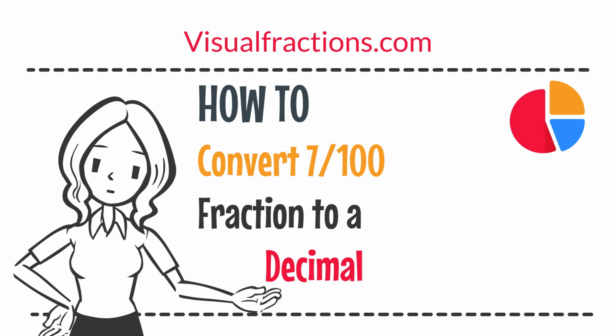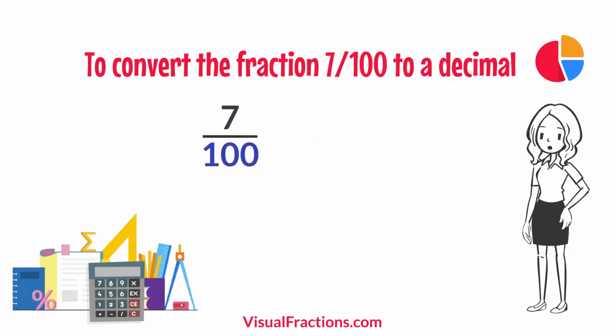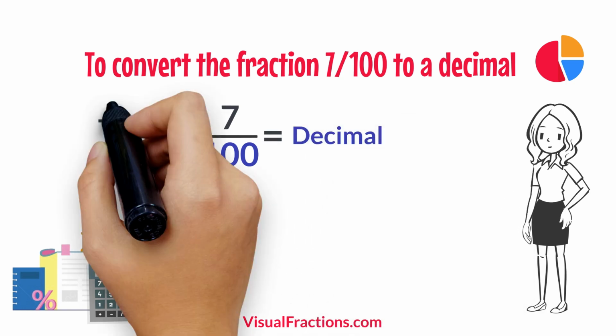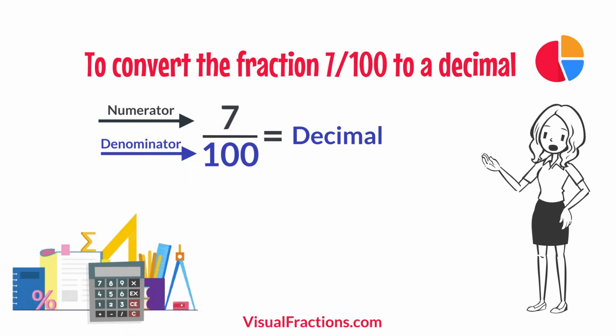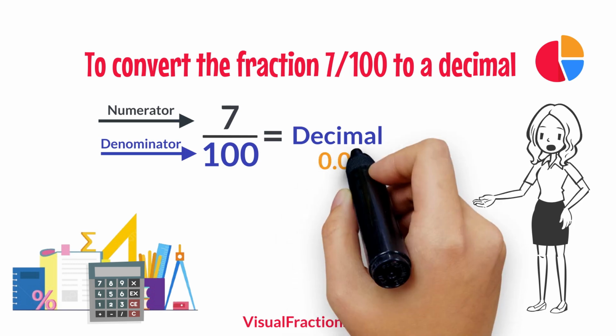Today, we're going to explore how to convert the fraction 7/100ths to a decimal. To convert the fraction 7/100ths to a decimal, all we need to do is divide the numerator, the top number, by the denominator, the bottom number. So, we simply divide 7 by 100. The answer we get is 0.07.